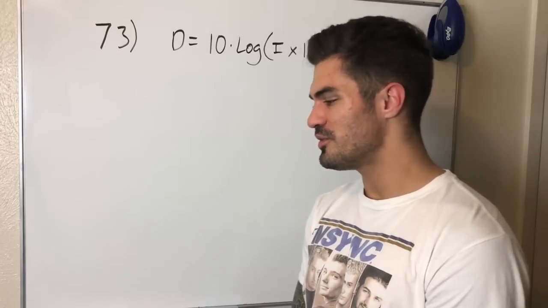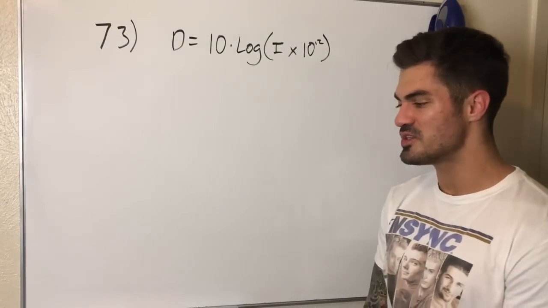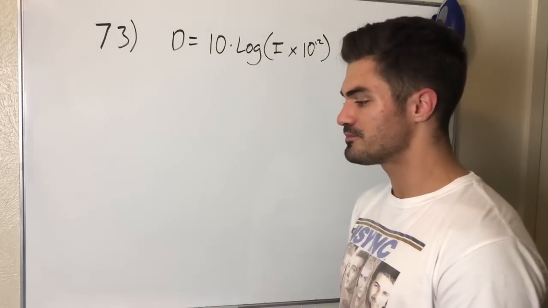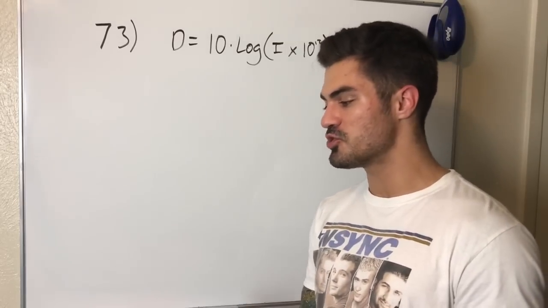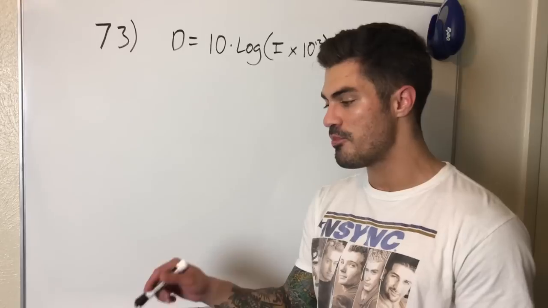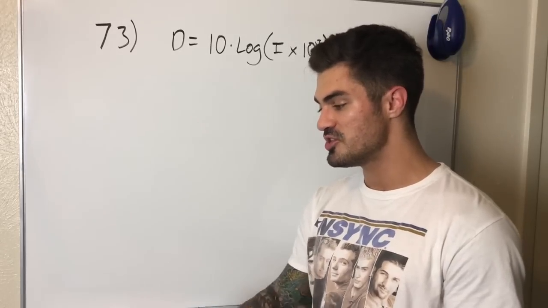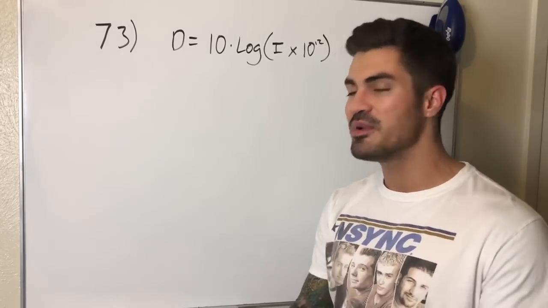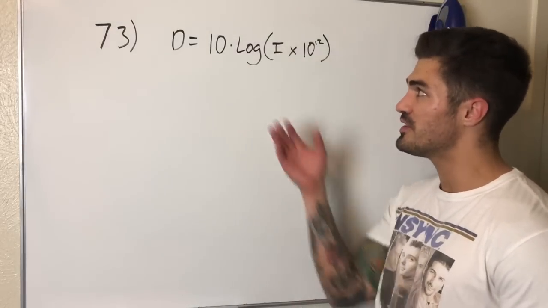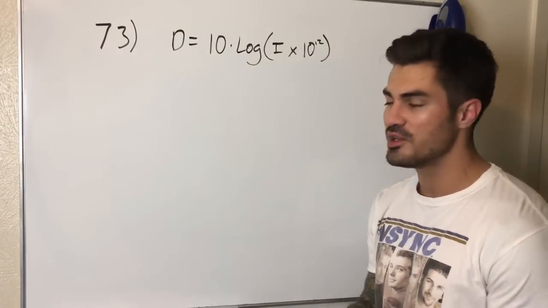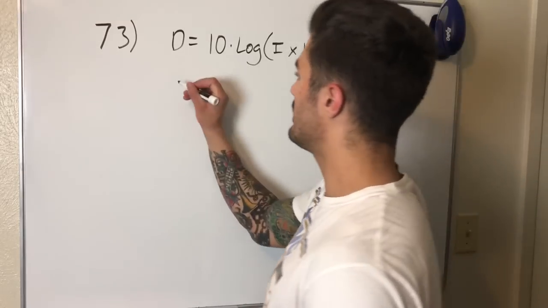All right, number 73. The level of a sound in decibels is calculated using this formula, where I is the intensity of the sound waves in watts per square meter. An electric shaver puts out 0.0001 watts per square meter. How many decibels is that? Okay, so we know the watts per square meter. We're trying to find the decibels. We're given a function. You literally just plug it in, all right?